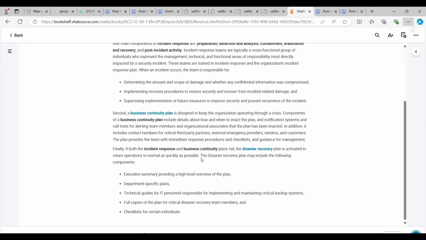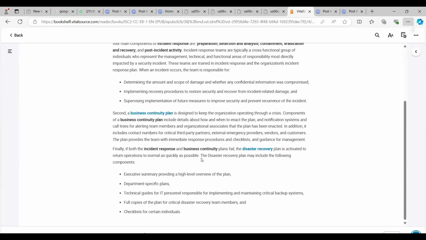Finally, if both the incident response and business continuity plans fail, the disaster recovery plan is activated to return operations to normal as quickly as possible. So that means you don't spin up disaster recovery if the business continuity plan is okay. The disaster recovery plan may include the following components.